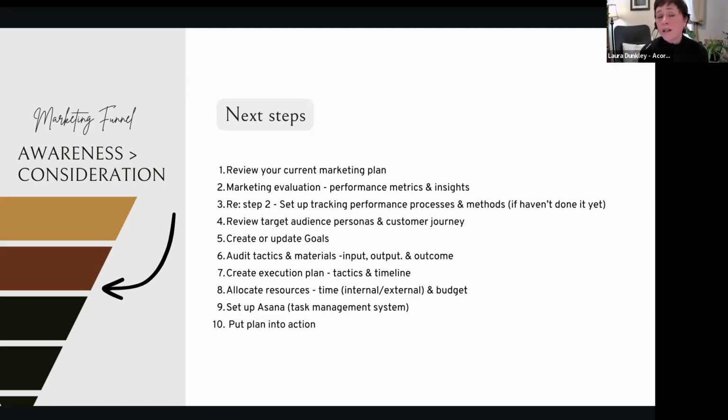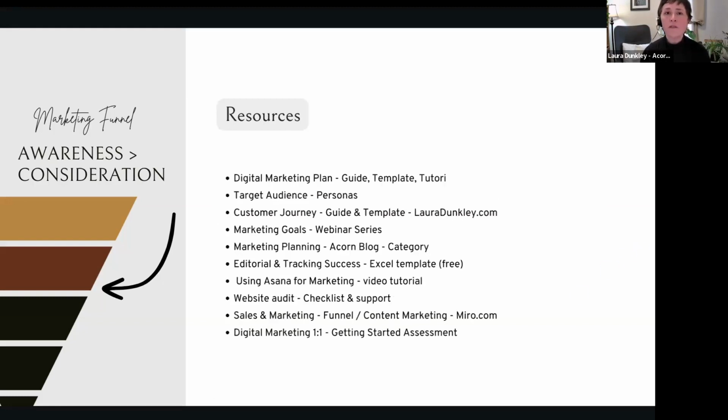And then put that plan into action. Get started, right? And set up those key milestones and review. So those are 10 steps to consider for your next steps once you have the goals in place.